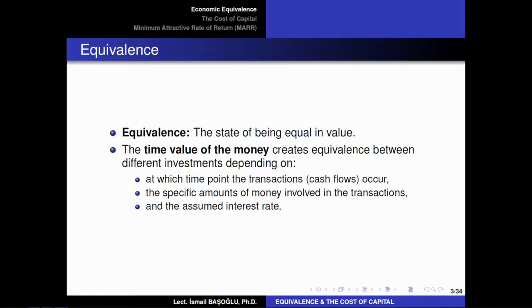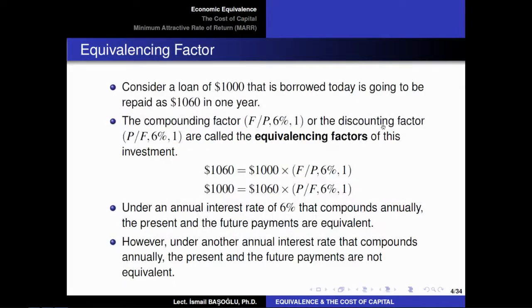So we are creating equivalences between different cash flows by assuming an interest rate, and depending on at which time the monetary transactions or cash flows occur, or the amounts of money involved in these transactions, there may be equivalence between different cash flow structures. So if the payments are made at different time points, different amounts of cash flows can be equivalent. We are just going to explain this with an example.